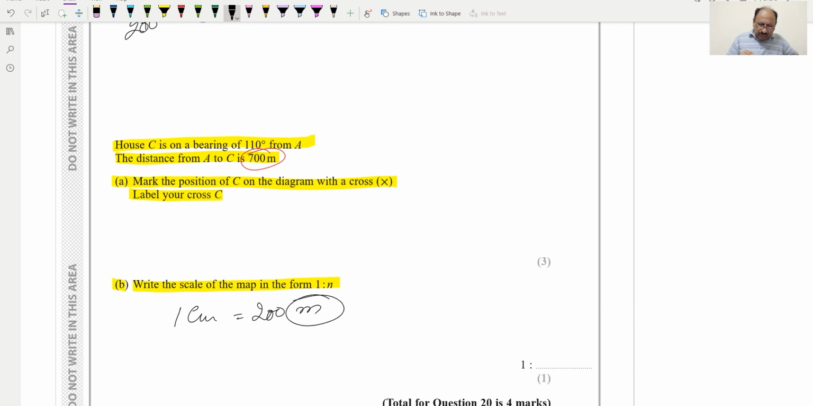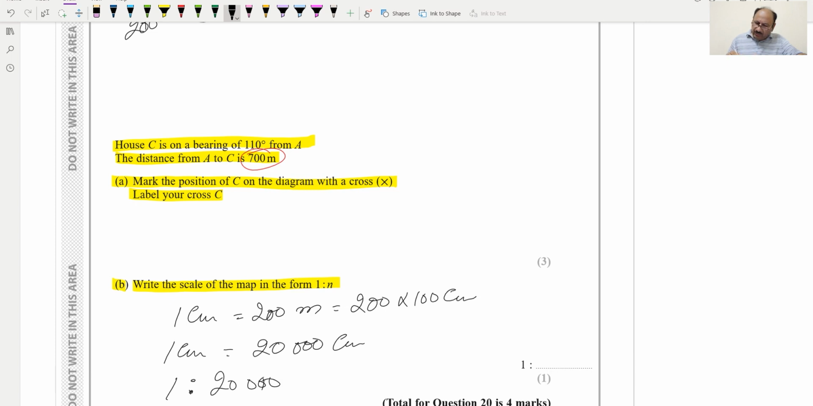Now we need to change these meters into centimeters, and we will have to multiply this by 100. So 1 centimeter is to 20,000 centimeters. And we can remove the centimeters, so the ratio is 1 to 20,000, and this is for the 1 mark part, which is done.